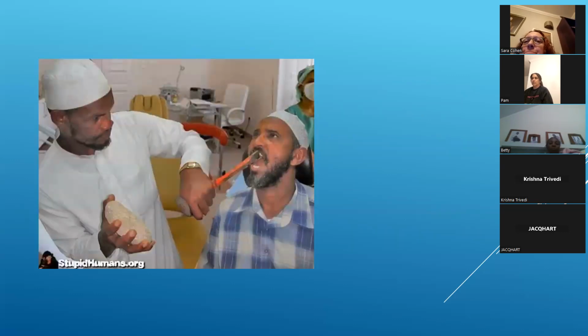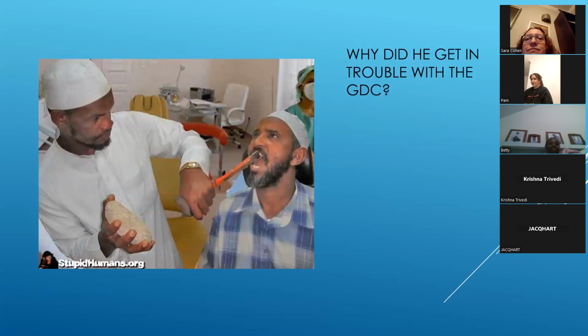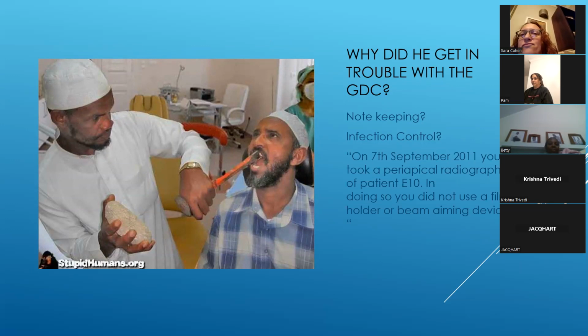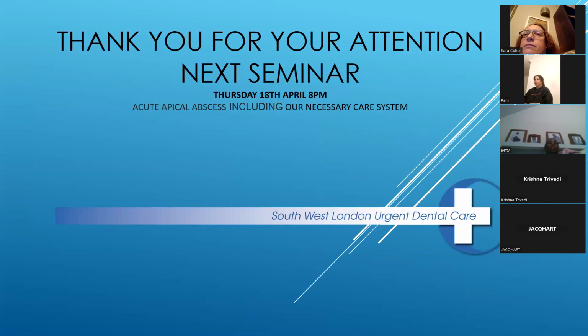To finish with, again, apologies to those who have seen this slide before. It's a great slide, but does anyone know what this guy is being done for? It is not note keeping. It is not infection control either, because this is obviously sterile. The stone has been washer disinfected. But on the 7th of September 2011, this is a copy and paste from the GDC's charge list: you took a periapical radiograph without using a film holder or beam aiming device. Now, I'm all for RIN holders, but it really doesn't need to go that far if you don't use a RIN holder. Thank you for your attention.